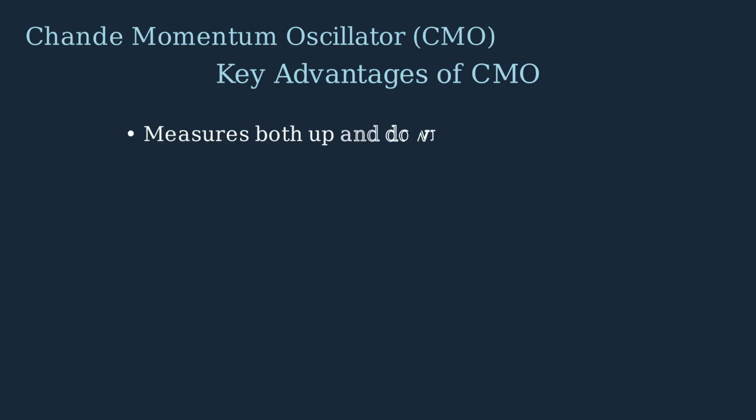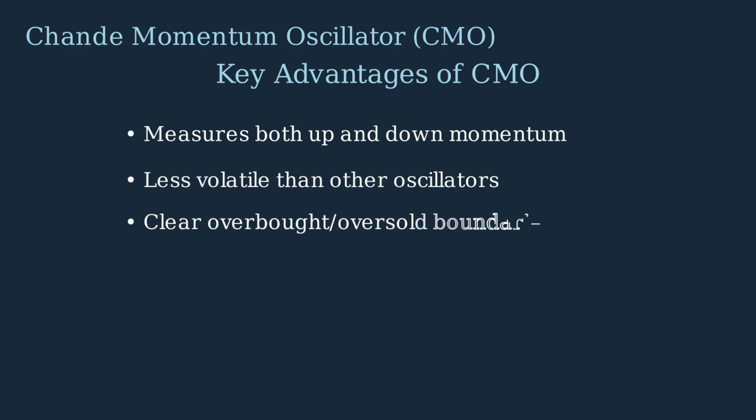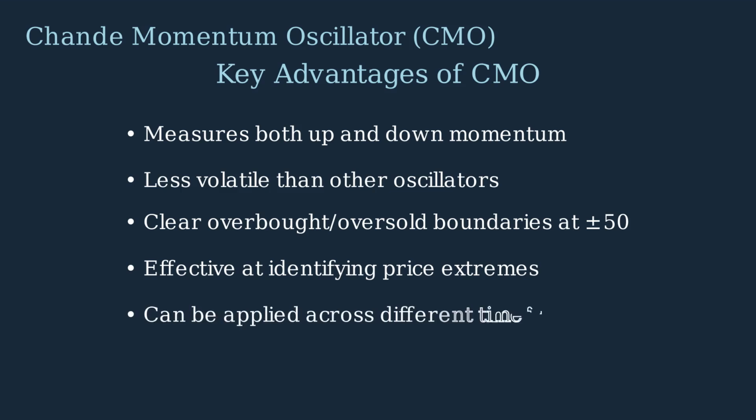The Chande Momentum Oscillator offers several key advantages compared to other momentum indicators. It measures both up and down momentum, providing a more complete picture of market dynamics. The CMO is also generally less volatile than other oscillators, with clear overbought and oversold boundaries at plus and minus 50. The indicator is particularly effective at identifying price extremes and can be applied across different timeframes to suit various trading strategies.